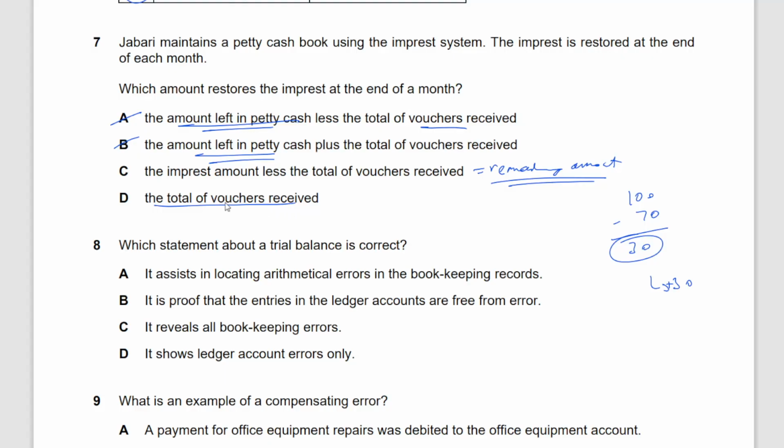The totals of vouchers received, that makes the most sense. What that means is the amount of money that was spent will be refilled. In this case, 70 was spent from the 100. That's the number of vouchers received. We're going to refill that one. So D is the right answer because whatever was spent will be refilled. That's how the imprest system works.